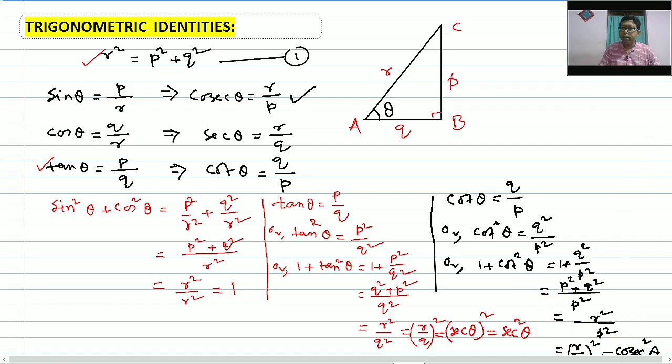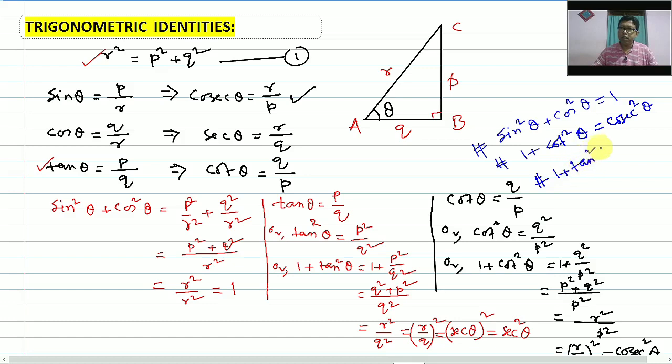Now 3 basic identities are found. I write 1 by 1. First identity is sin square theta plus cos square theta is equal to 1. This is the first identity. Next identity is 1 plus cot square theta is equal to cosec square theta. And the last one is 1 plus tan square theta is equal to sec square theta.